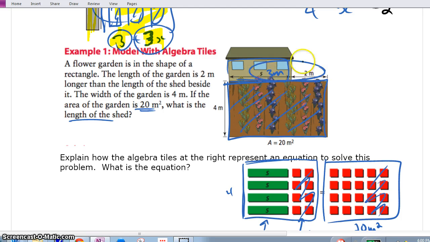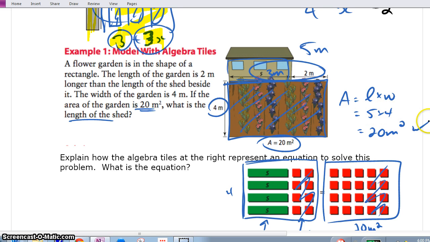Now it makes sense. This is a total of 5 meters on this side, and this is 4 meters here. So now the area is equal to length times width, right? So 5 times 4 gives us our area of 20 meters squared. So it all checks out.